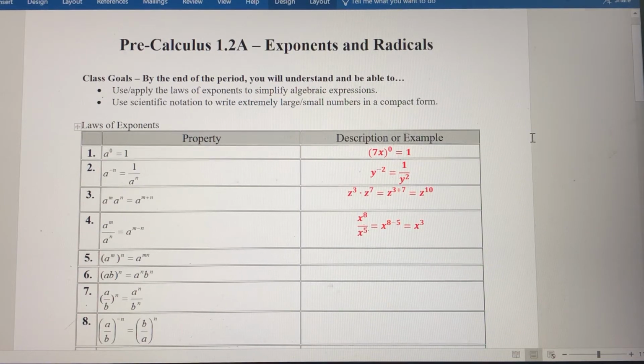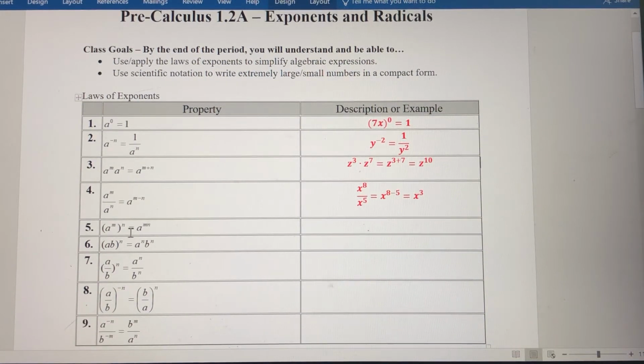Here we've got a power raised to a power. Notice my base is a. We've got m and n here. So in my answer, I'm going to multiply those exponents.